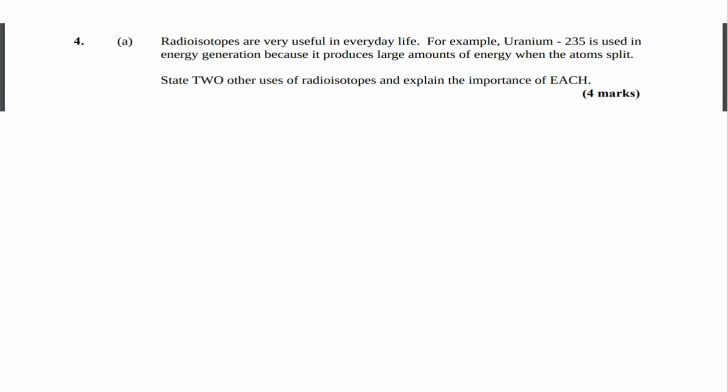So the question reads: radioisotopes are very useful in everyday life. For example, uranium-235 is used in energy generation because it produces large amounts of energy when the atoms split. State two other uses of radioisotopes and explain the importance of each.